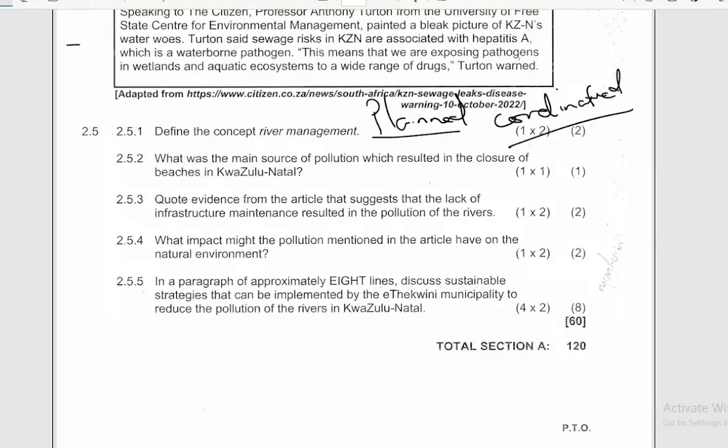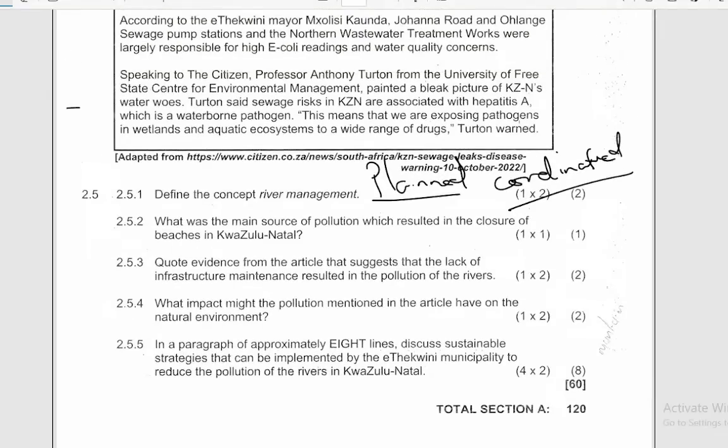What impact might the pollution mentioned in the article have on the natural environment? The pollution mentioned here, we have the impact which is indicated here. It says it's exposing pathogens in wetlands and aquatic ecosystems. That is the natural environment.